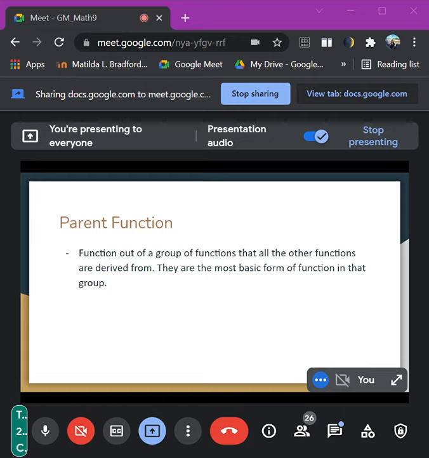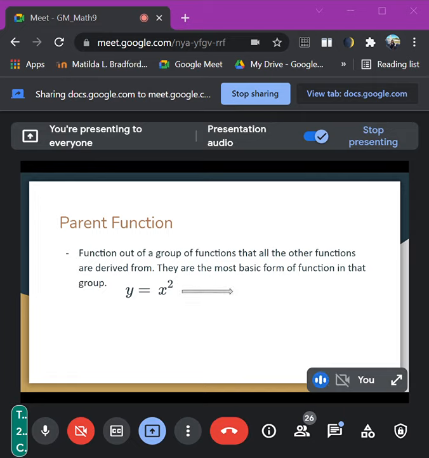So when we say parent function, that is a function out of a group of functions that all the other functions are derived from. So meaning to say, this is the basis, since this is where we got all of our other functions. They are the most basic form of function in that group. So here, our parent function is y is equals to x squared.